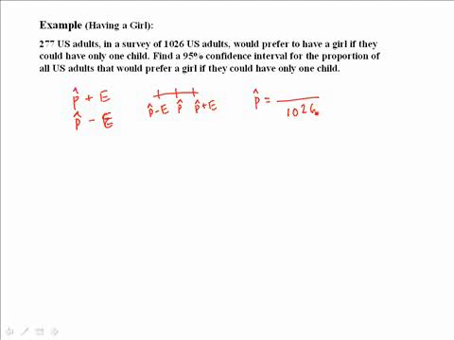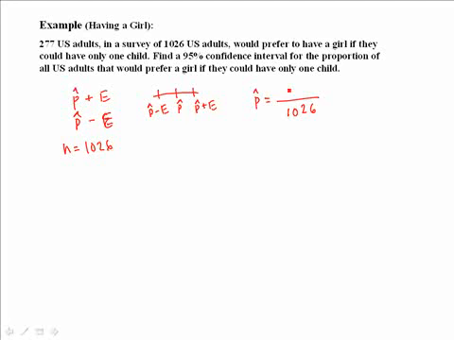What is this number on the bottom called? The sample size. Yeah, that's right. Sample size. So this is n, right? Right. So let's write n over here. So sample size is 1,026, right?